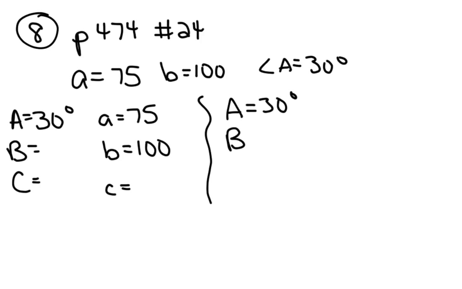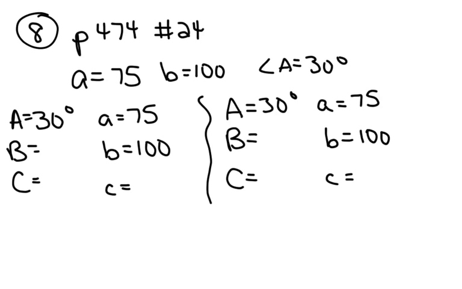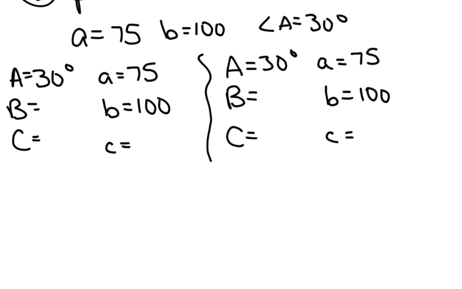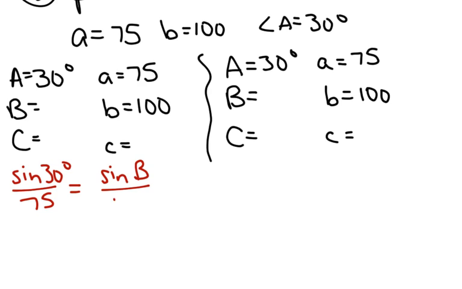Looking at this information, I notice that the first thing I'm going to have to find is angle B. I know side A and angle A, and the only other piece of information I have is side B, so I need to find angle B. So the sine of 30 over 75 is equal to the sine of B over 100.